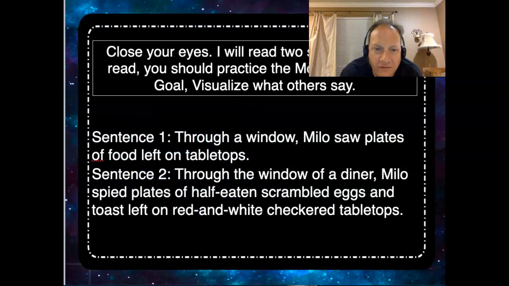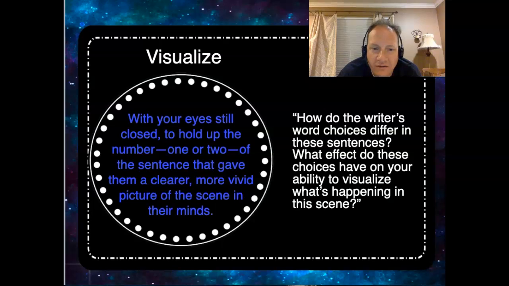So I'll go back. There are your two sentences. The first one was: through a window, Milo spied plates of food left on the table. The second one was: through the window of a diner, Milo spied plates of half-eaten scrambled eggs and toast left on red and white checkered tabletops. So which sentence gave you more of an image? You're probably going to say two.